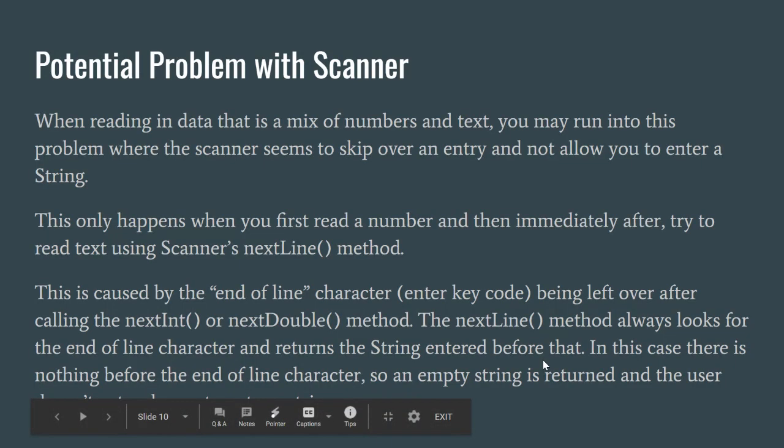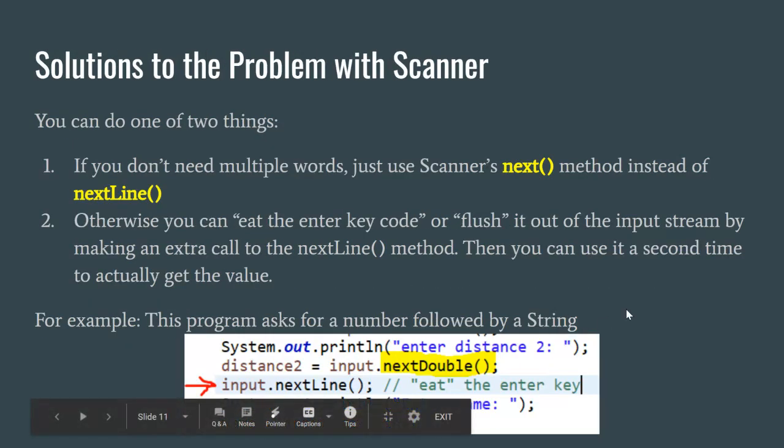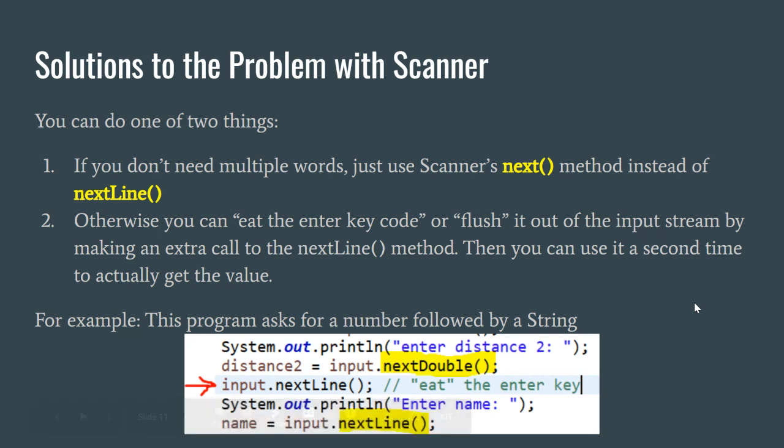Basically, this will occur when you're using either nextInt or nextDouble. They will leave that enter key or end of line character at the end of that entry, and when you switch to nextLine, it basically returns that empty string.